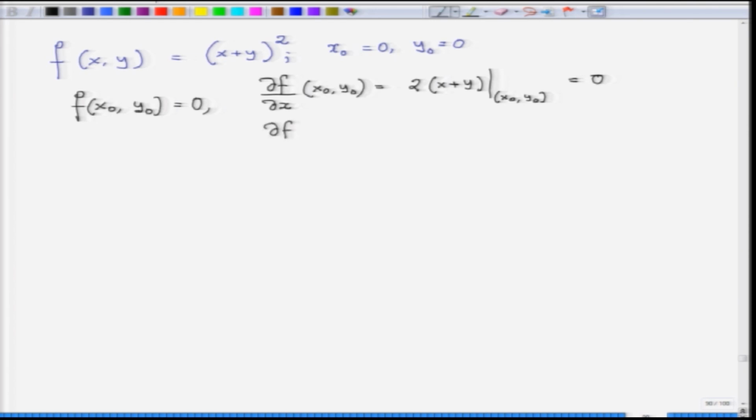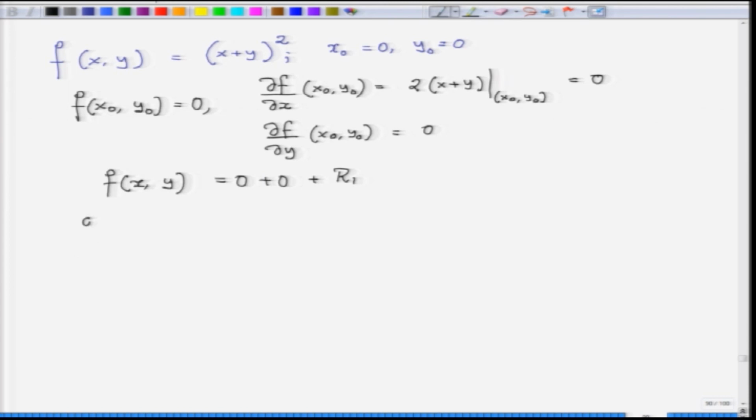Similarly, del f del y is 0. So, my first order expansion of f of x y, in this very typical case, is 0 plus 0 plus R1. So, the value at any x y, if you take a first order approximation, is the error itself. That is interesting.